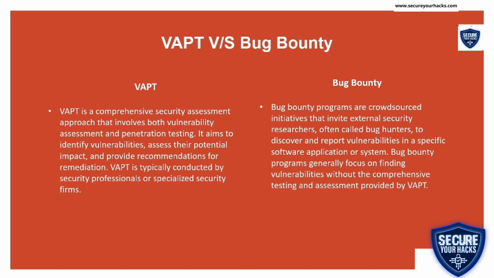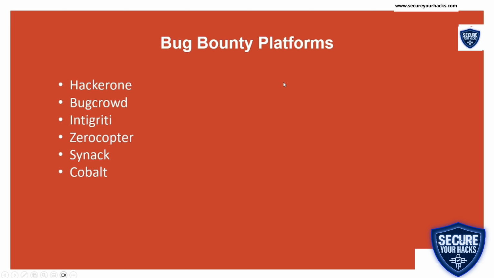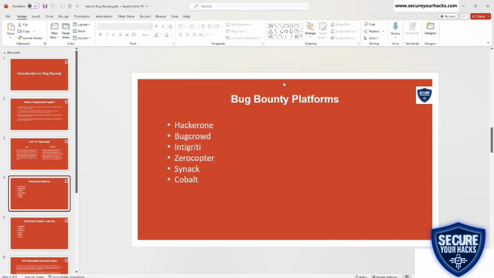Now we already know about bug hunting, so let's highlight the key differences between VAPT and bug hunting. While VAPT is more systematic and follows a structured process, as I told you, bug hunting allows for more creativity and exploration. VAPT is often conducted by security professionals, as we already discussed, while bug hunting is open to a wider community of skilled researchers and enthusiasts. Both are equally important in their own places and at their own skill levels. So yeah. Now, what are bug bounty platforms?